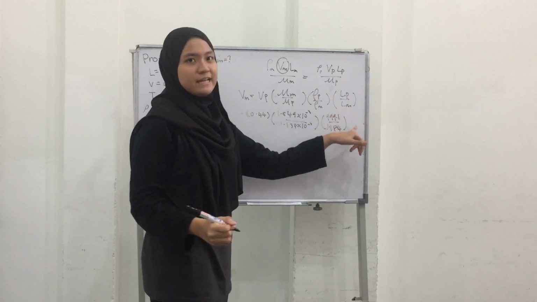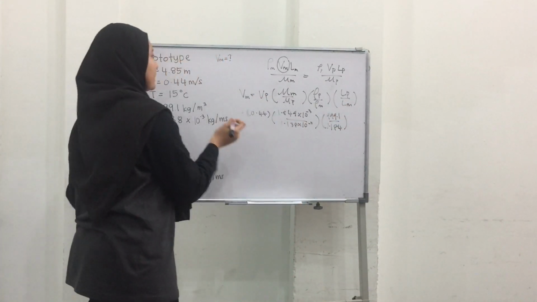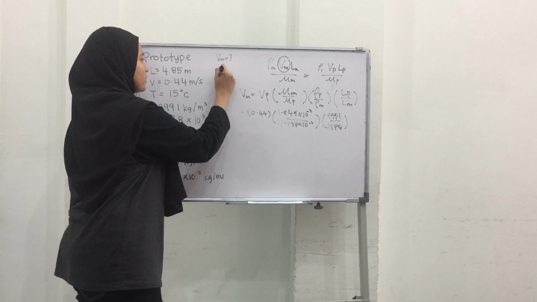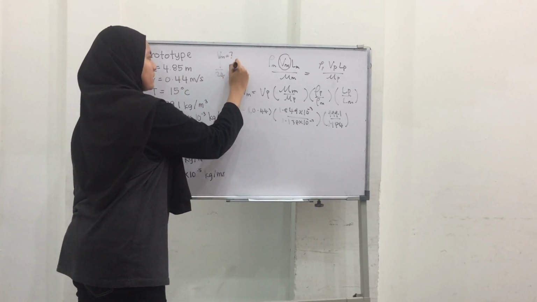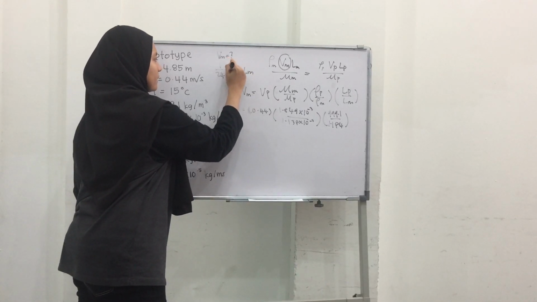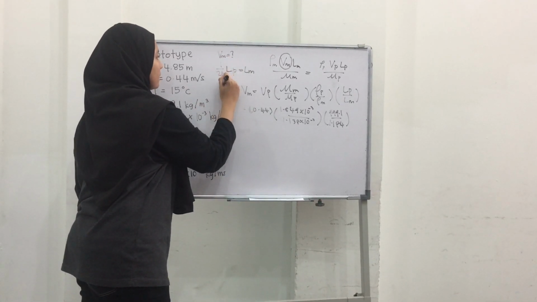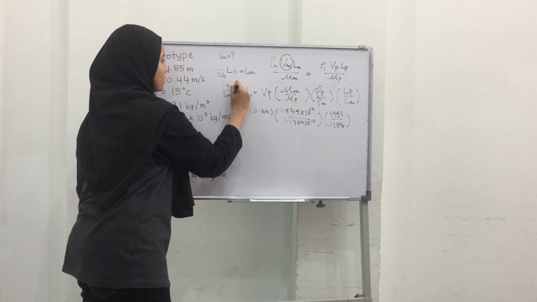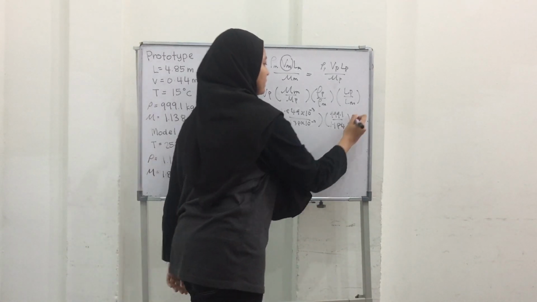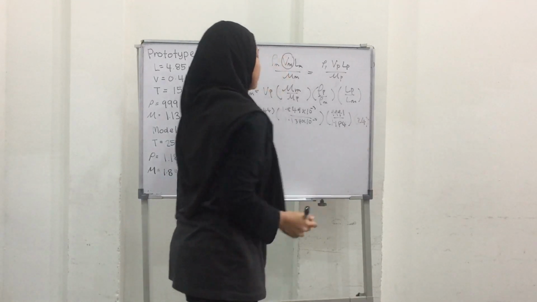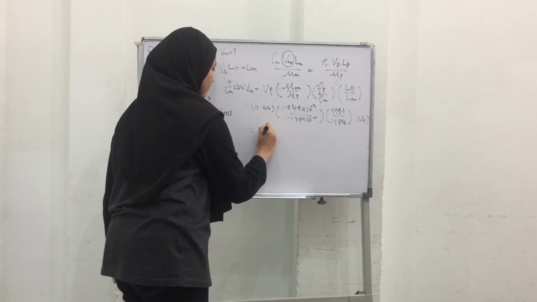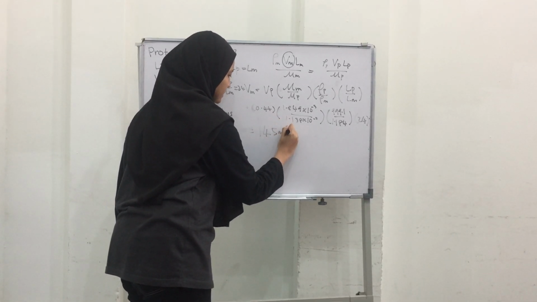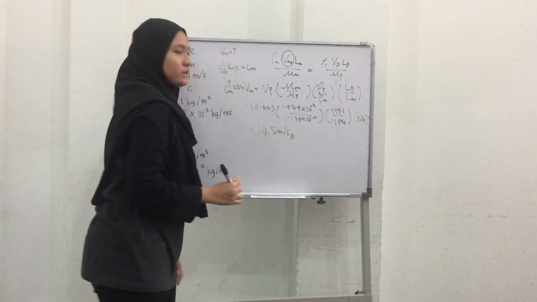And for LP over LM, from the question we know it says 1/24 scale of model, so it's actually 1/24 LP equals LM. So we know that LP over LM is equal to 24. So we can substitute 24 here. Then we get the answer, which is 145 meter per second. Okay, that's all from me. Thank you.